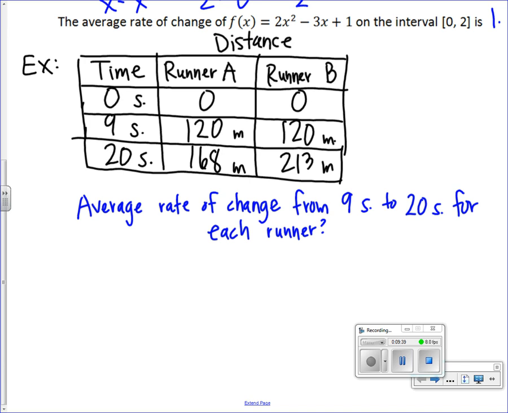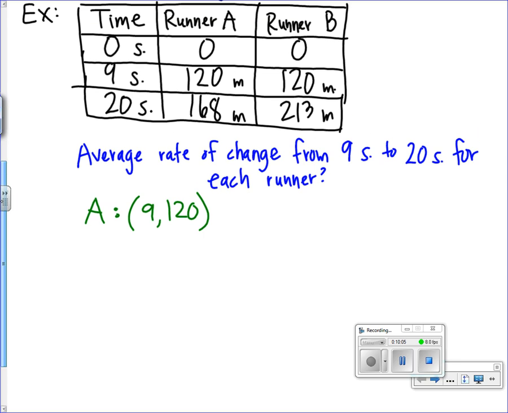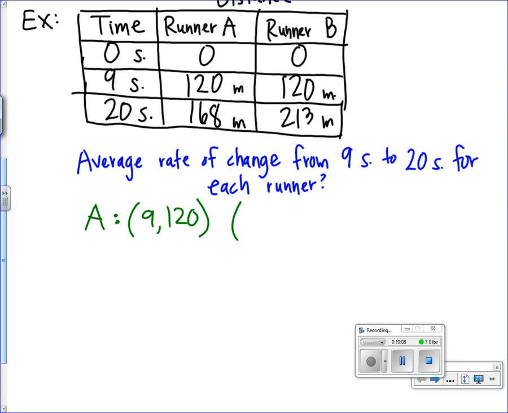So let's first write their seconds and their meters as an ordered pair. So seconds is our x, y is our meters. So runner A, at 9 seconds, how far was runner A? 120. Okay, so let's write that as an ordered pair. And then at 20 seconds, where was runner A? How far had he or she run? 168, okay? So now we can find the rate of change just by using the slope formula.